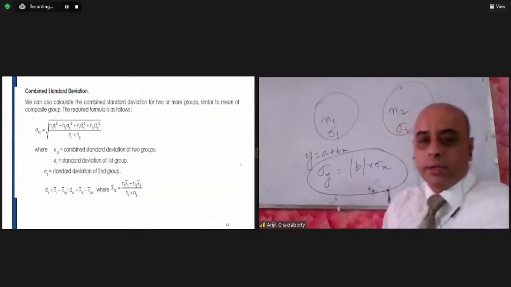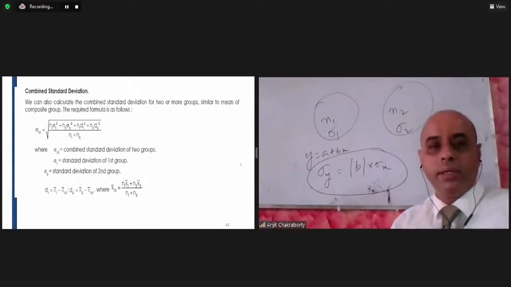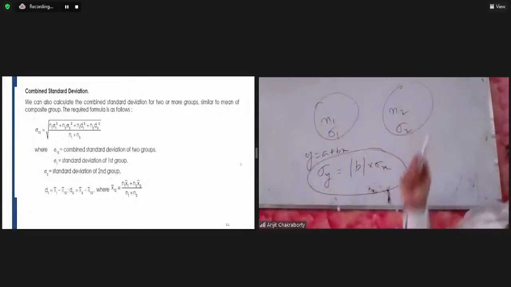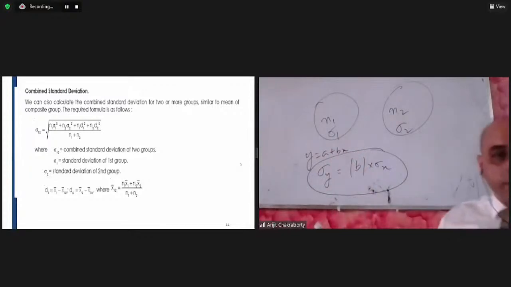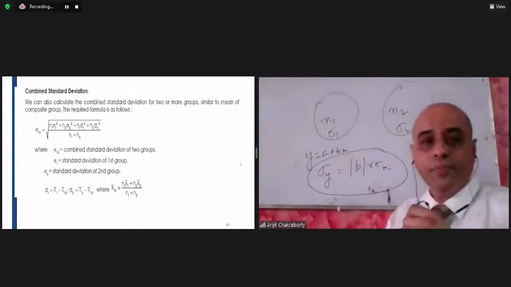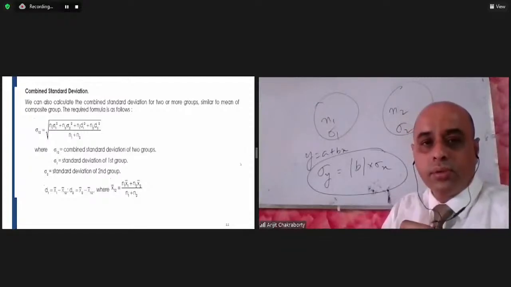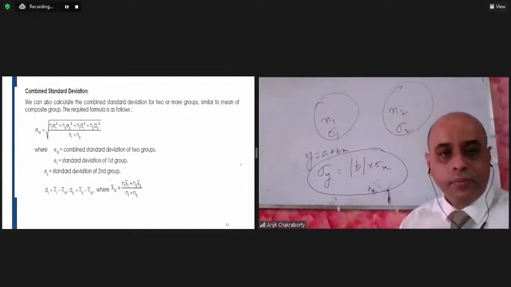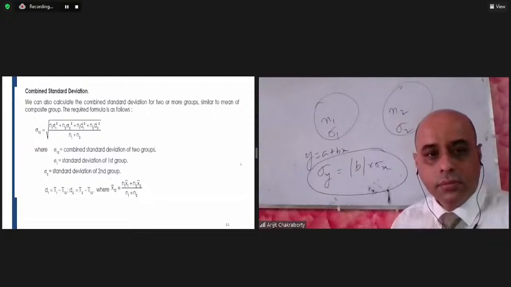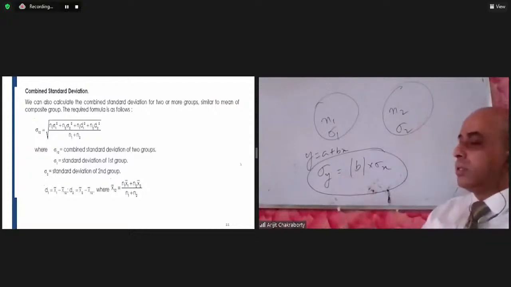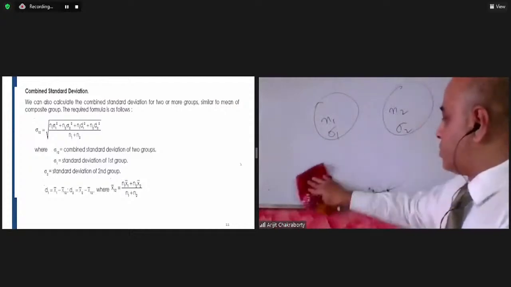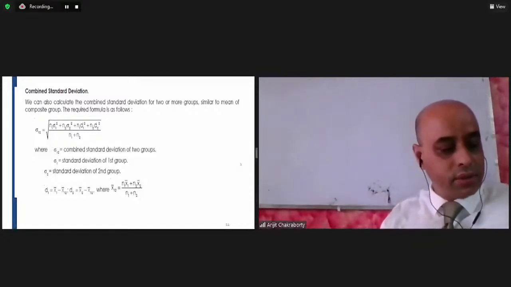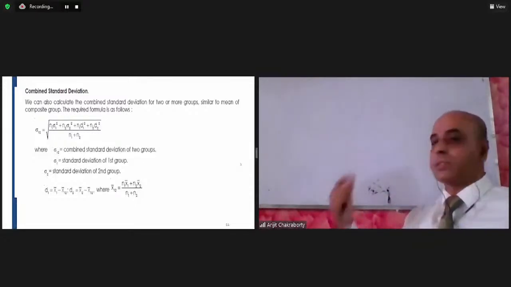Now we come to combined standard deviation. You have to note this formula. We can calculate the combined standard deviation for two groups, N1 and N2, which have standard deviations sigma 1 and sigma 2. The combined standard deviation will be given by sigma 1 2. So we have two groups, N1 and N2; the first group has standard deviation sigma 1, and the second group has standard deviation sigma 2.